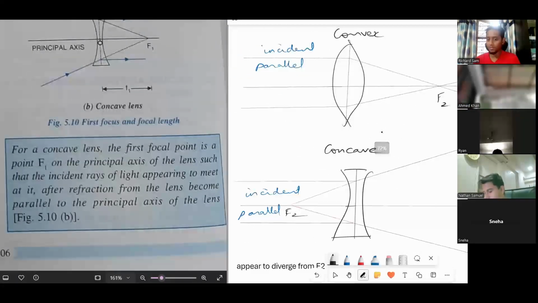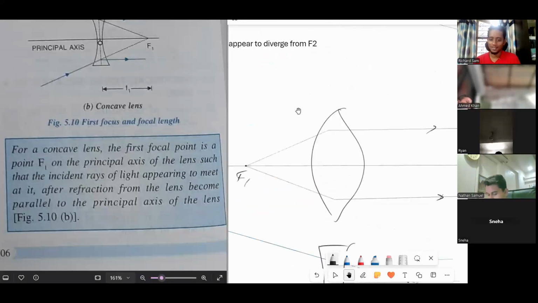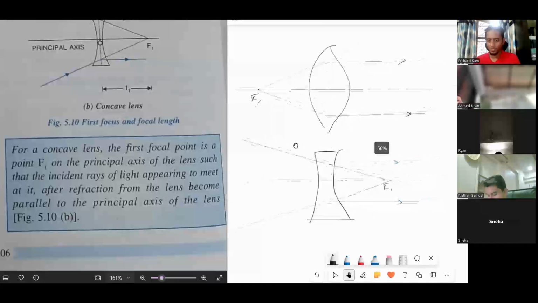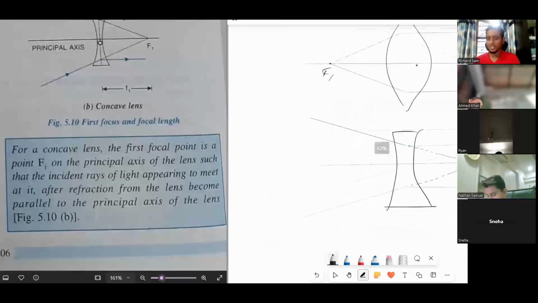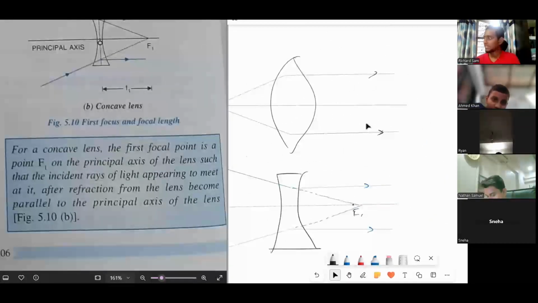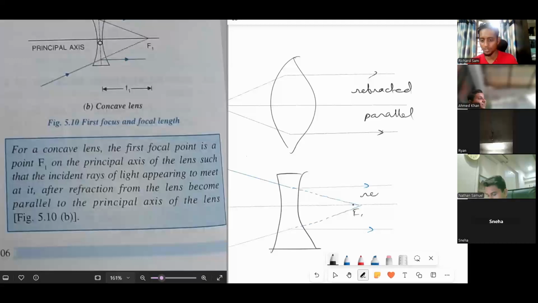What's the main thing you need to remember for F2? Incident rays are parallel. Okay, and for F1, what you need to remember? The refracted rays are parallel. See, on the right side, you put refracted rays, they are parallel to the principal axis. Here also. Draw these 2 diagrams.